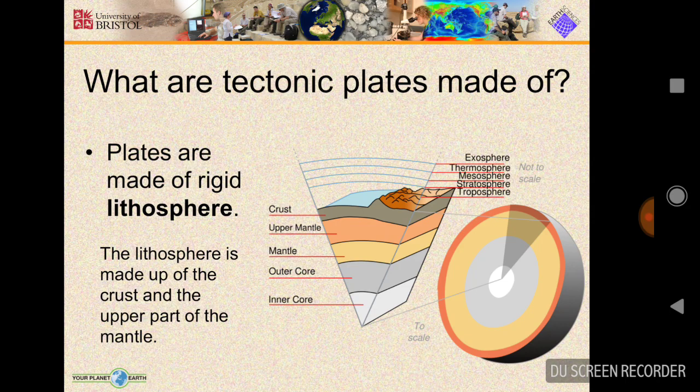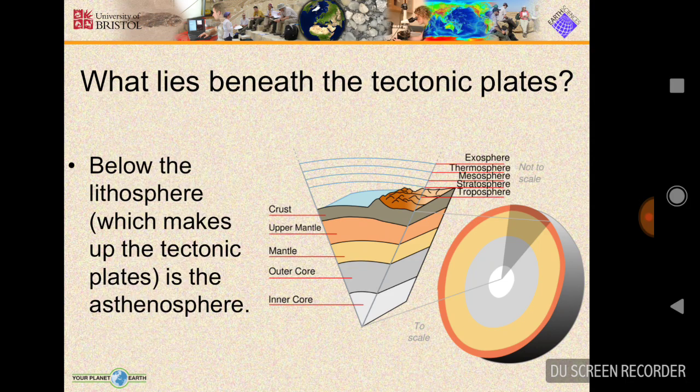Plates are made of rigid lithosphere material. The lithosphere is made up of the crust and the upper part of the mantle. And that's on top of the asthenosphere, as a reminder. The asthenosphere is the plastic-like layer that the lithosphere slides on top of. Oh, there you go. That's what I was just talking about.